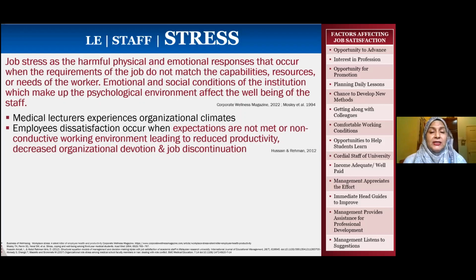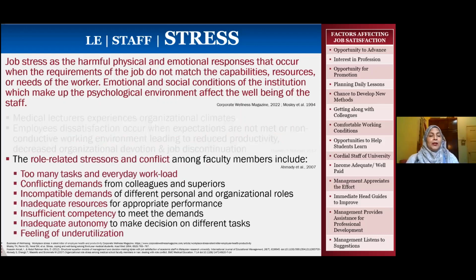Medical lecturers experience organizational climates that come from the high brass, from the top management. Employees' dissatisfaction occurs when expectations are not met, or non-conducive working environments lead to reduced productivity, decreased organizational devotion, and job discontinuation. The role-related stressors and conflicts among faculty members include too many tasks and everyday workload, conflicting demands from colleagues and superiors, incompatible demands of different personnel and organizational roles, inadequate resources for appropriate performance, insufficient competency to meet the demands, inadequate autonomy to make decisions, and feeling of underutilization.